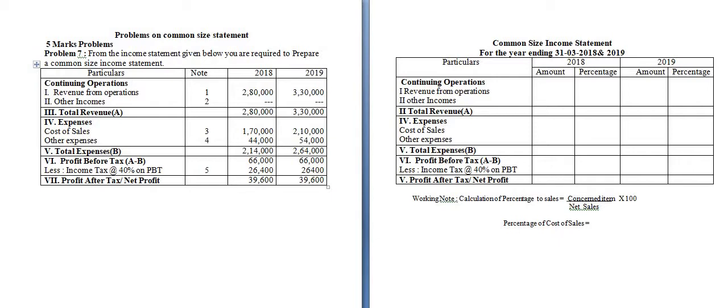So here is the problem given. This problem is for 5 marks. First I will read the problem. From the income statement given below, you are required to prepare a common size income statement. Now, which all information they have given? In continuing operations, there is revenue from operations, that is nothing but net sales. Next one is other incomes. The firm doesn't have any other income. Then there is expenses, that is cost of sales and other expenses, and taxes given. With the help of this income statement we will be preparing common size income statement.